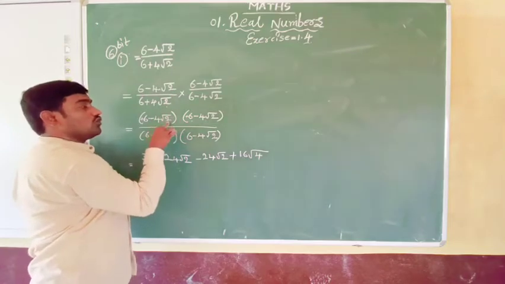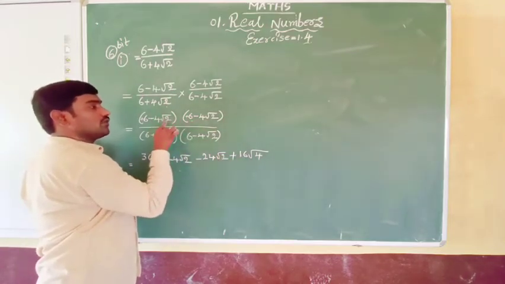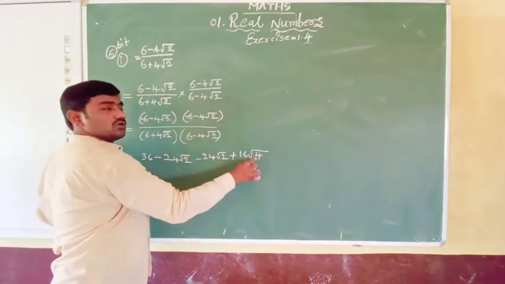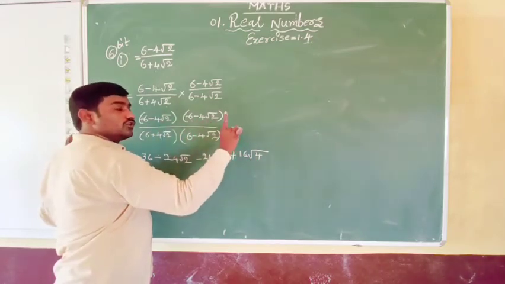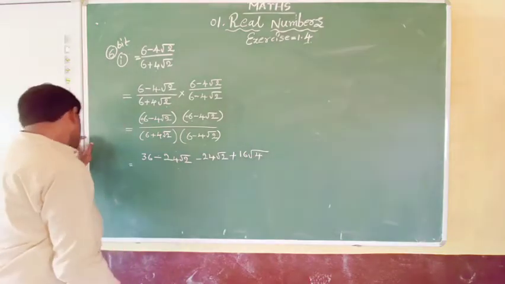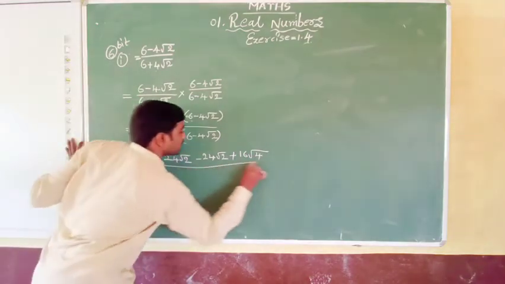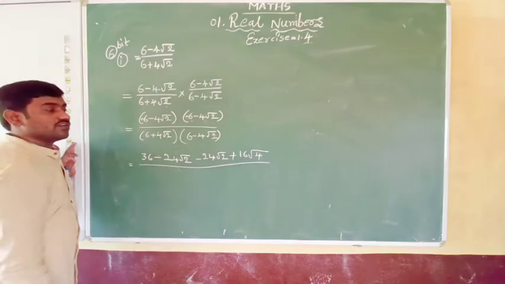Have you got 4 here? 4 4s are 16. Root 2 into root 2 is root 4, since 2 into 2 is 4. Root 2 into root 2, that is under root of 2 into 2, that is under root of 4. So here, in the denominator also, we need to do it.